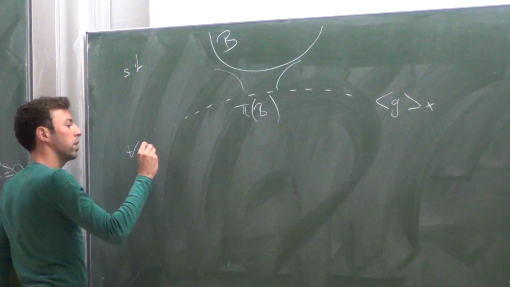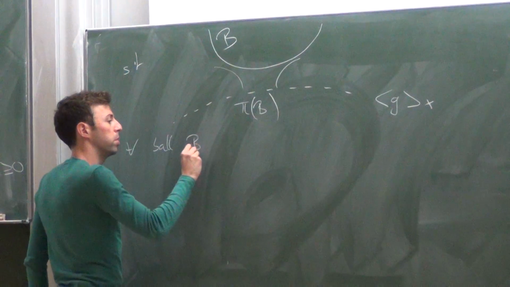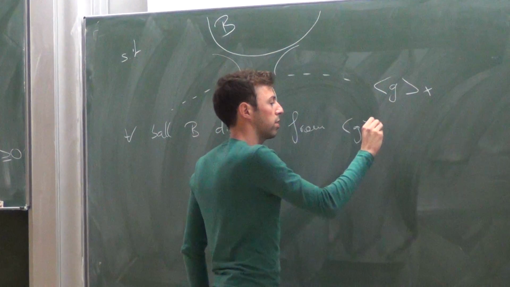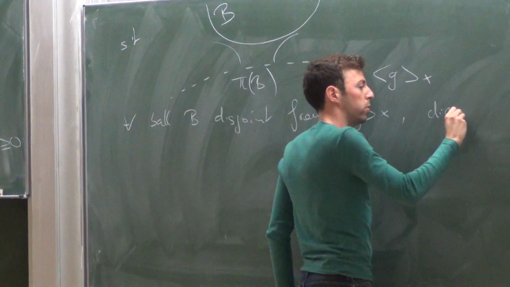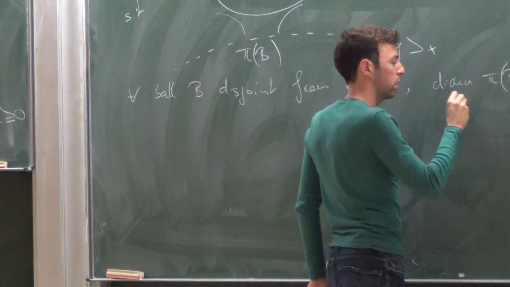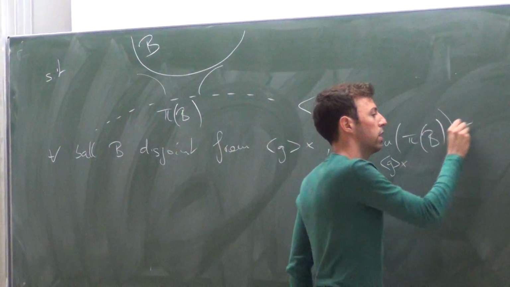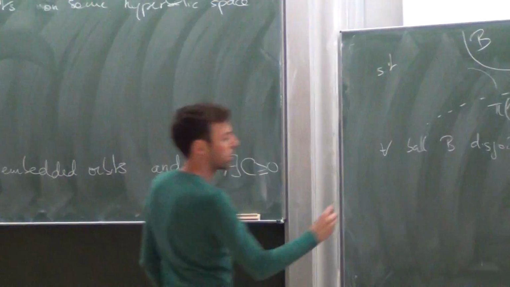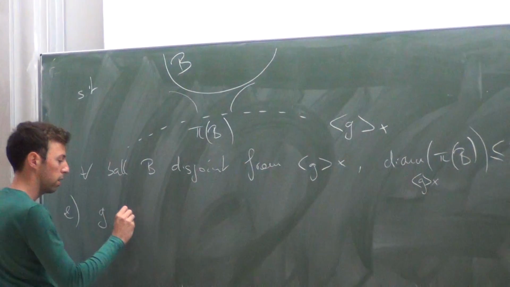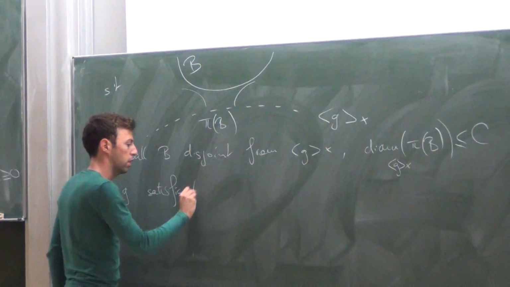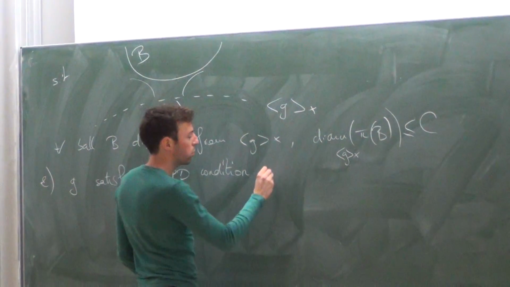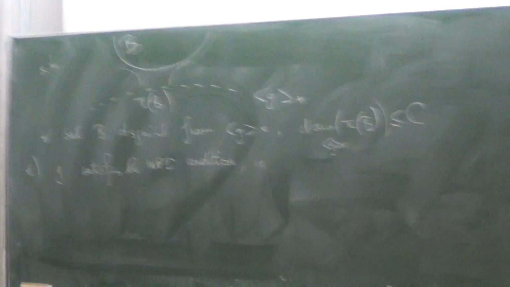So for every ball disjoint from that orbit, the diameter of the closest point projection of B on that orbit is bounded above by C. So if you have that condition, and the second one, you want g to satisfy the WPD condition, for weak proper discontinuity, which is some sort of acylindricity along the orbits of your element.